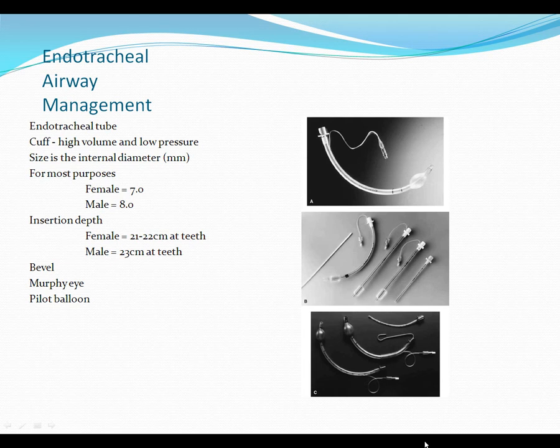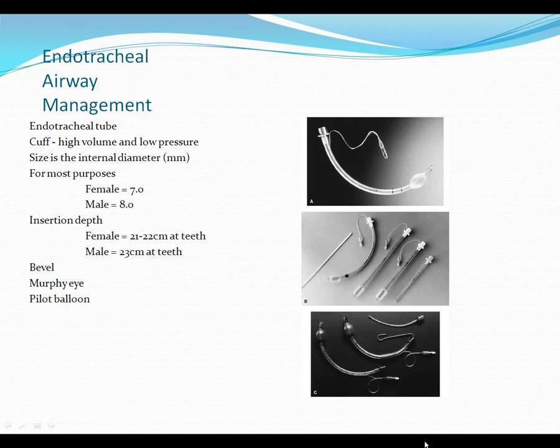So the tip of the tube has a bevel, which means that it's sort of pointy, and that's to help it. The reason for that is so that when you go between the cords, it just sort of slides in between. There's a Murphy eye at the tip.